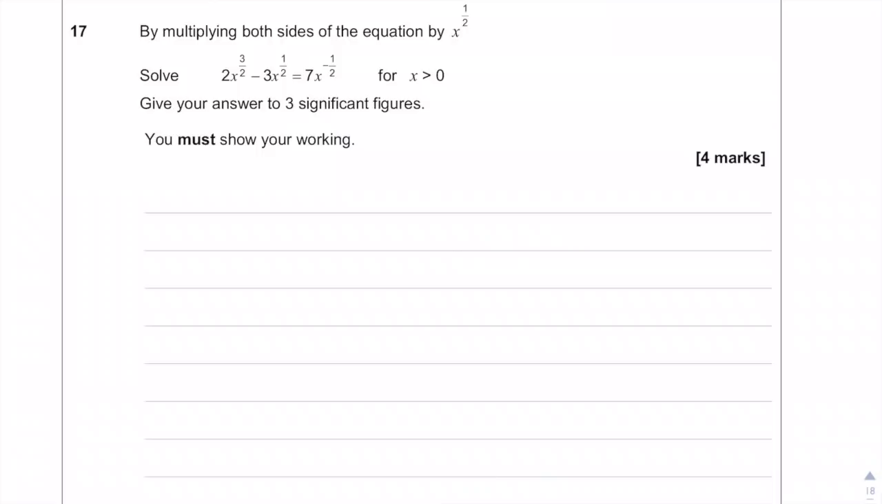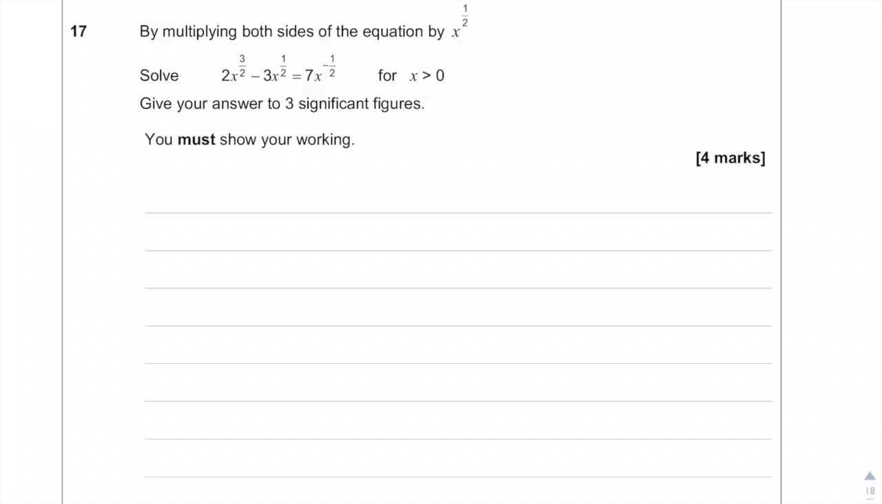Question 17 says, by multiplying both sides of the equation by x to the power of a half, solve 2x to the power of 3 over 2 minus 3x to the power of a half is equal to 7x to the power of minus a half for x greater than 0. Give your answer to 3 significant figures. You must show your working.